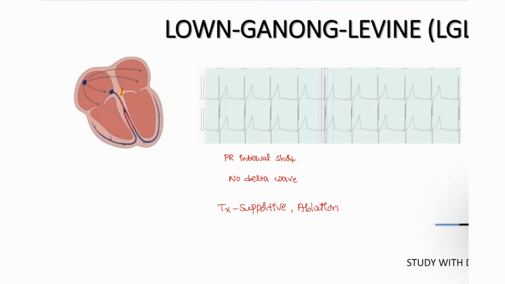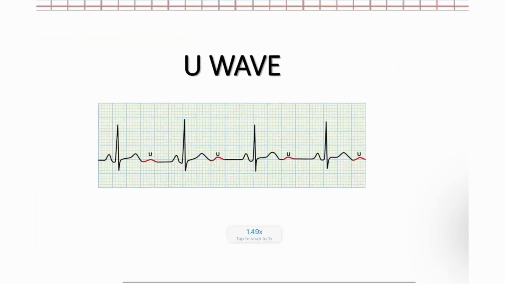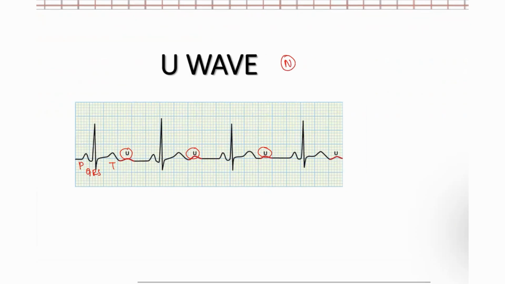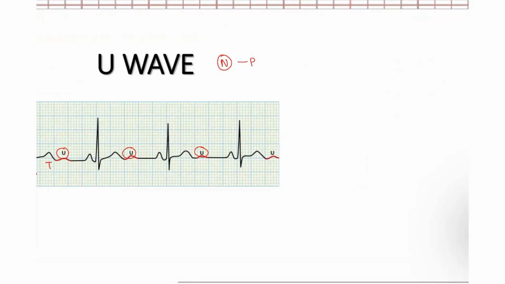Next, moving on to the U wave. Okay, so here you can see P, Q, R, S, T, and the U wave. Here you are seeing the U wave. So what is the significance of the U wave? Usually this is considered a normal finding. Okay, it is seen with papillary muscle contraction and also late ventricular repolarization.